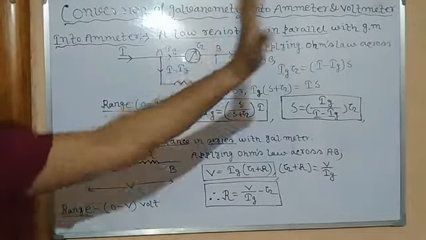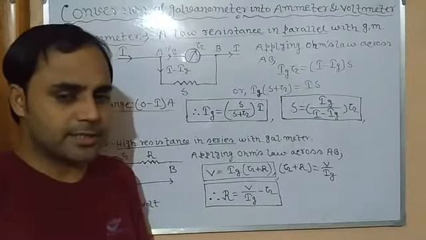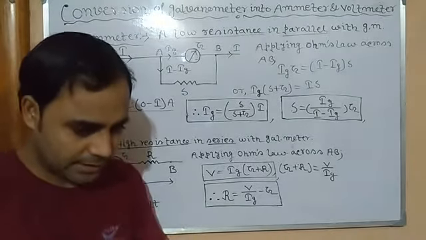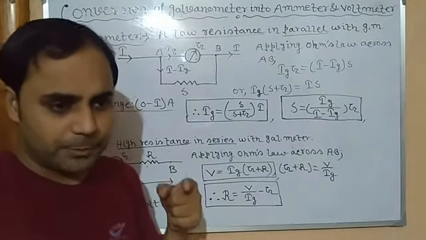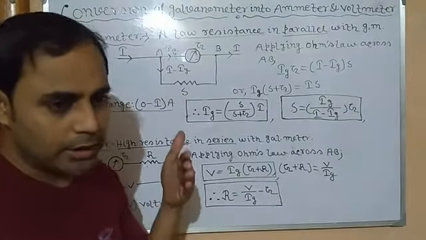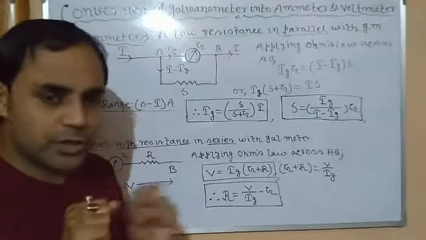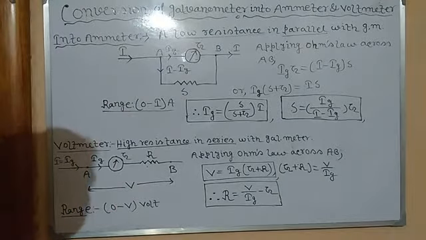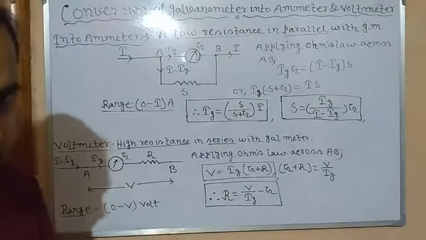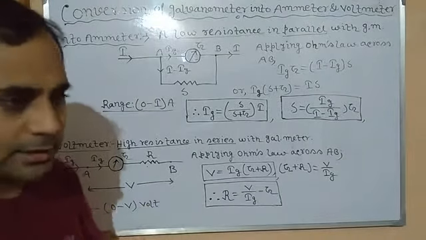Clear? Now coming to the voltmeter. What should be its resistance? Since the voltmeter's function is to measure the voltage, its function is not to measure the current. Mind it, not to measure the current. So if its resistance is low, current will pass through it, and there will be some voltage drop. The voltage in the actual circuit and the voltage across the voltmeter should be the same, isn't it? So if its resistance is low, current will pass, and through that current there will be some voltage drop.